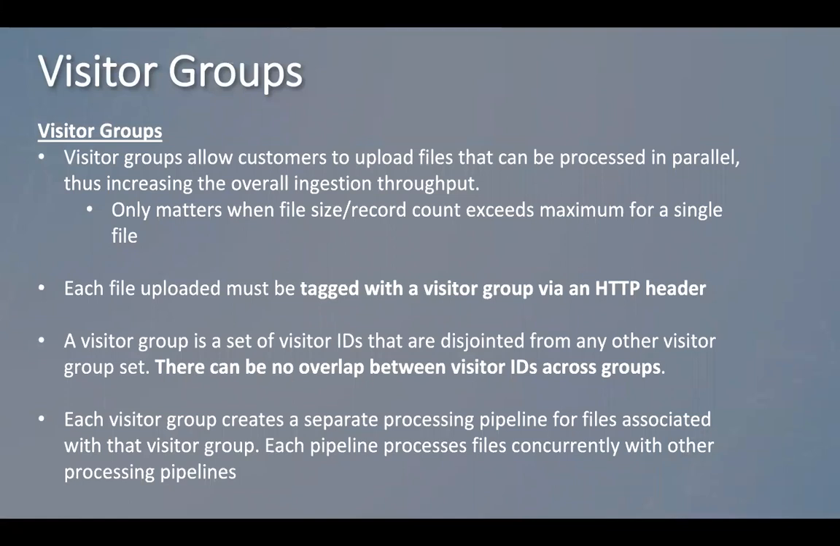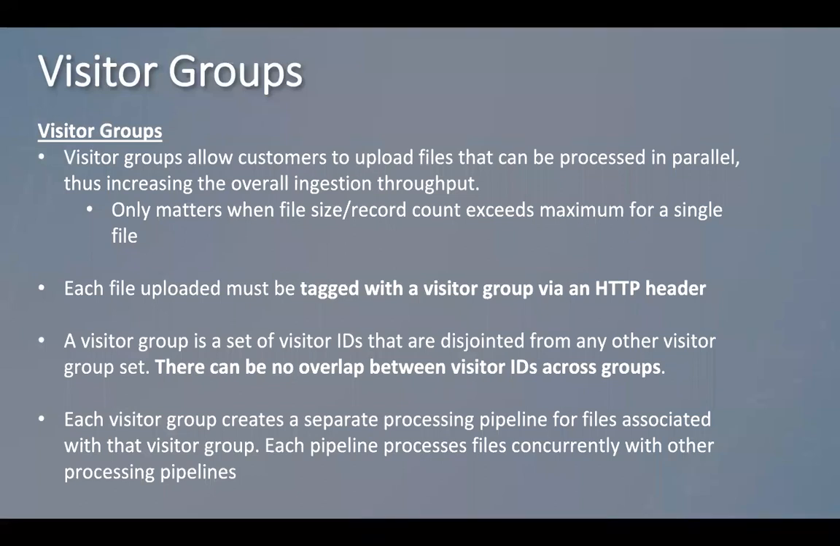This really only matters when the file size or the record count exceeds the maximum for a single file. So if you recall, compressed 100 meg, uncompressed 1 gig. If you are taking multiple years of history from another system and pushing it into Adobe Analytics, you very well may exceed those limits. So in that case, you would need to spread out the data across multiple files, and that's where the visitor groups start to come in.